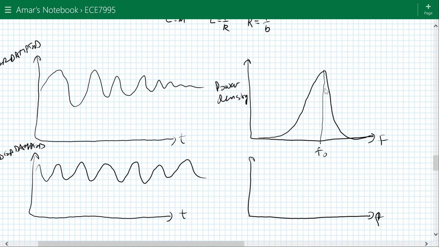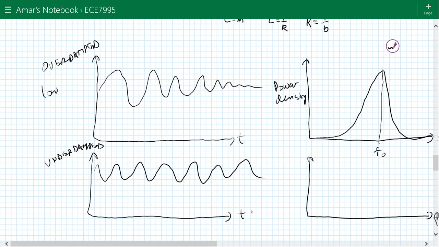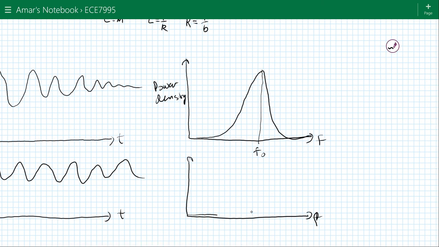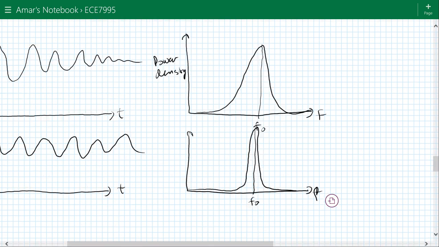So let's say this is what's called a low Q system, and this is high Q. In a high Q system, you'll have a peak that's much sharper, centered at F0. This is also the power density. If we have a sharper peak, it allows us to measure the resonant frequency much more accurately. In a high Q system, we can measure the resonant frequencies much more accurately.